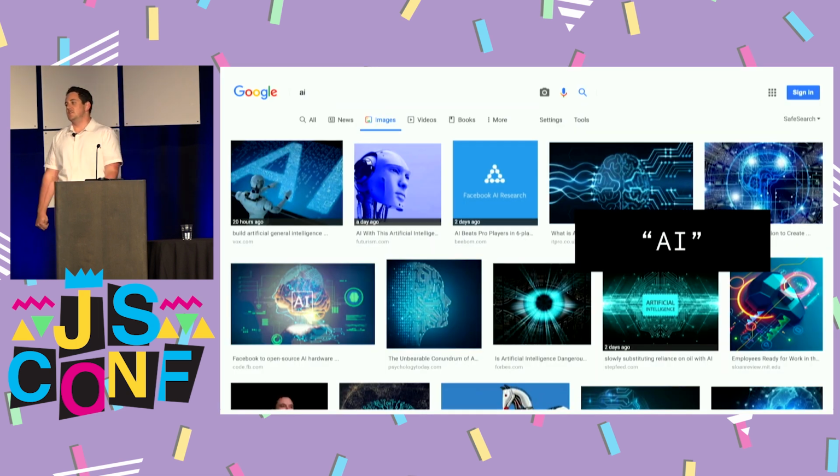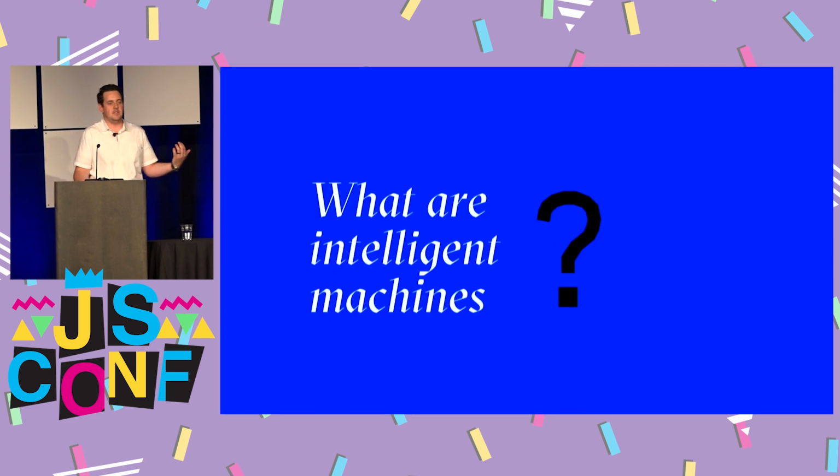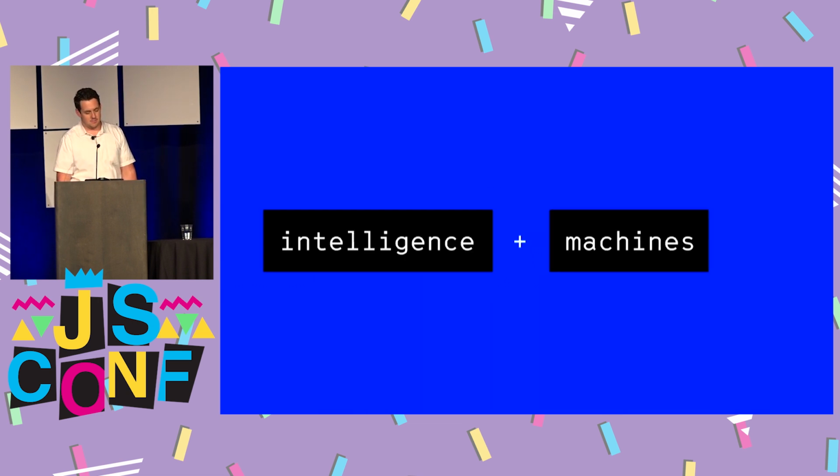This is what I get when I search AI on Google. I don't know about you, but this isn't very helpful for me. So I want to ask a little bit of a different question today. I want to ask, what are intelligent machines? I think we might actually be able to define this. It's just intelligence plus machines.